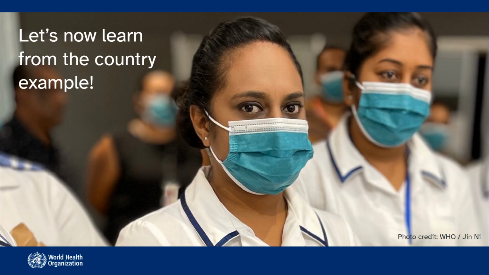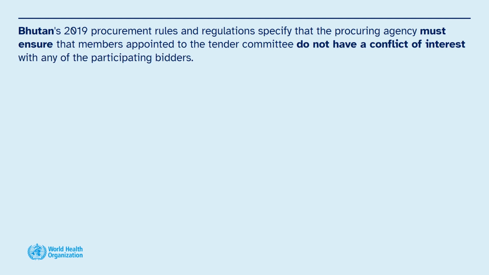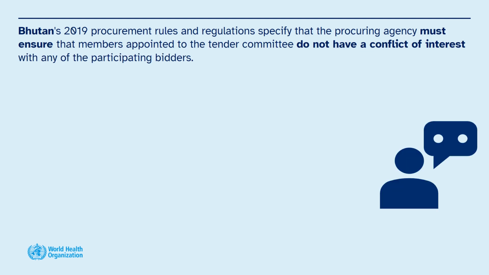Let's now learn from the country example. Here is an example of Bhutan's 2019 procurement rules and regulations. They specify that the procuring agency must ensure that members appointed to the tender committee do not have a conflict of interest with any of the participating bidders.